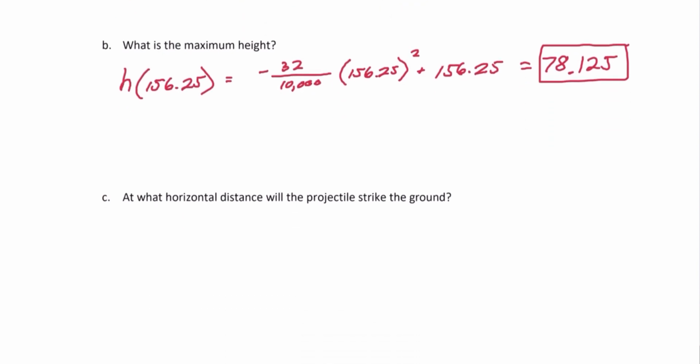And part C, at what horizontal distance will the projectile strike the ground? Here we want the height h to be 0. That's when it strikes the ground. So we'll just set the function equal to 0. So we have negative 32 over 10,000 x squared plus x. And our goal here is to solve this quadratic.